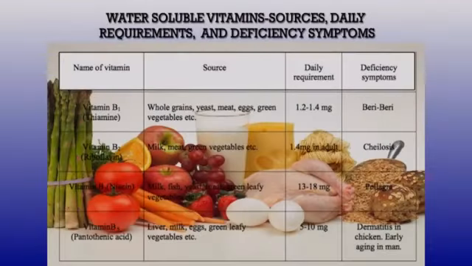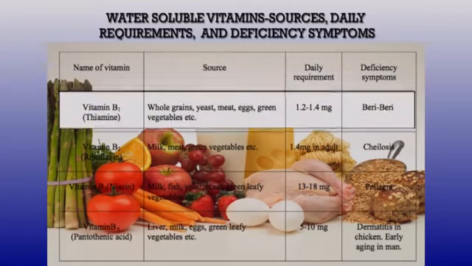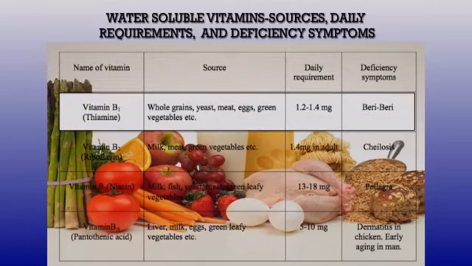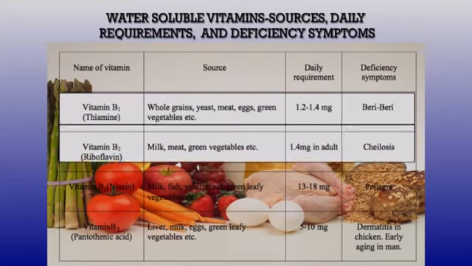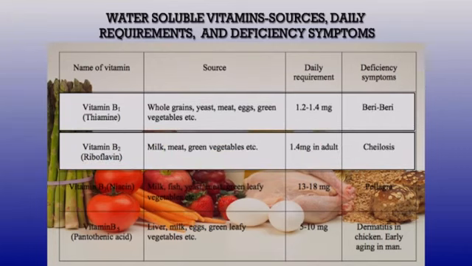This is a table showing water-soluble vitamins, their sources, daily requirements, and deficiency symptoms. Vitamin B1. Its important sources are whole grains, yeast, meat, eggs, green vegetables, etc. And the daily requirement is 1.2 to 1.4 milligram. Its deficiency causes beriberi.